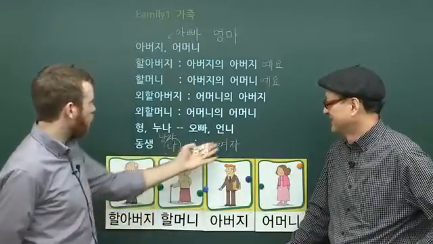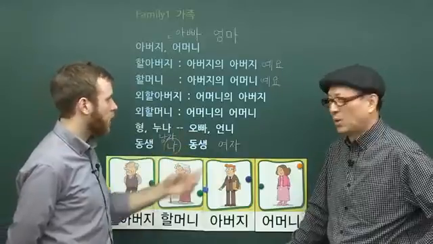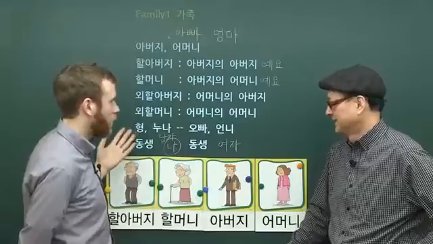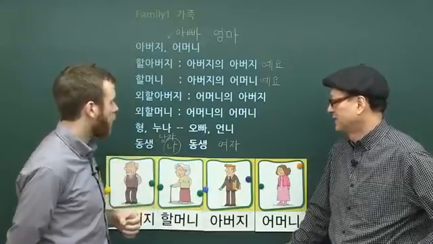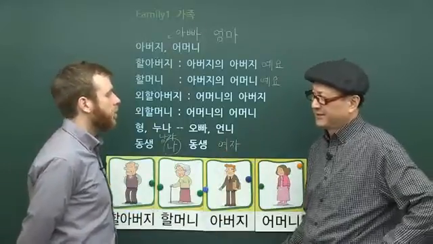Okay, so again, if you're a woman, you would use 오빠 to talk about older brother, and 언니, older sister. And for a man, 형, older brother, and 누나, older sister. 근데 you might hear 언니 at a restaurant.